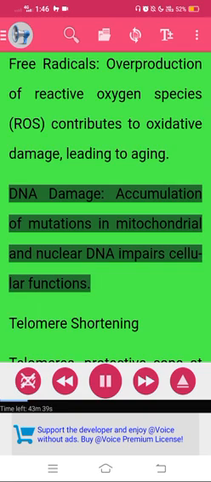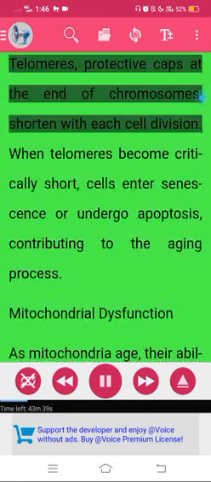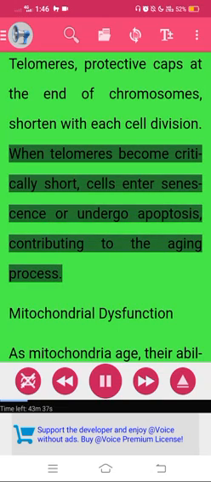DNA damage. Accumulation of mutations in mitochondrial and nuclear DNA impairs cellular functions. Telomere shortening. Telomeres, protective caps at the end of chromosomes, shorten with each cell division. When telomeres become critically short, cells enter senescence or undergo apoptosis, contributing to the aging process.